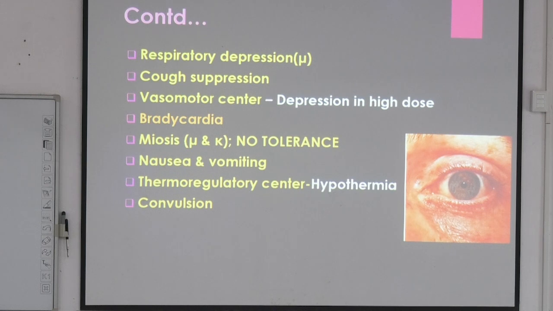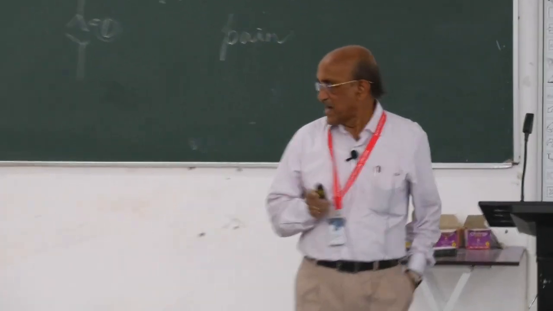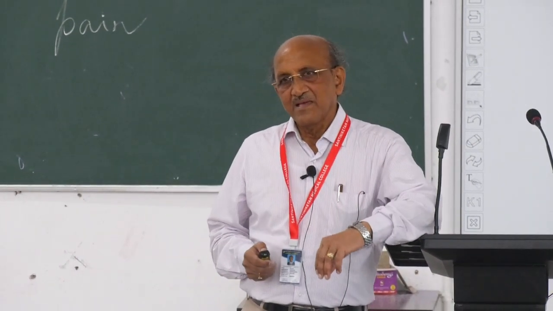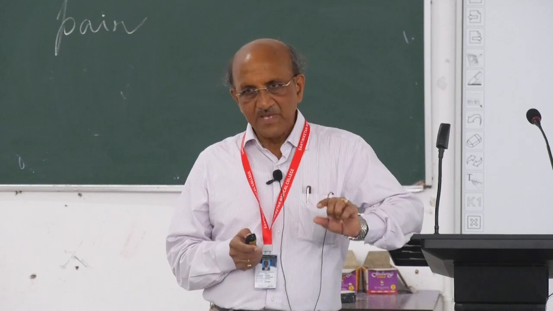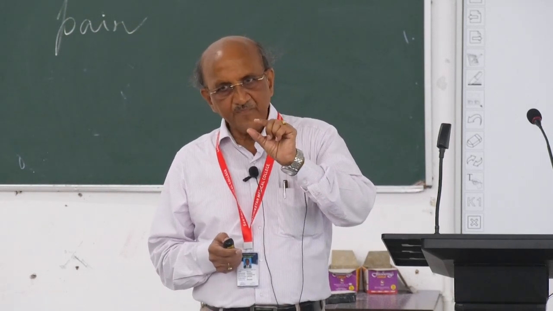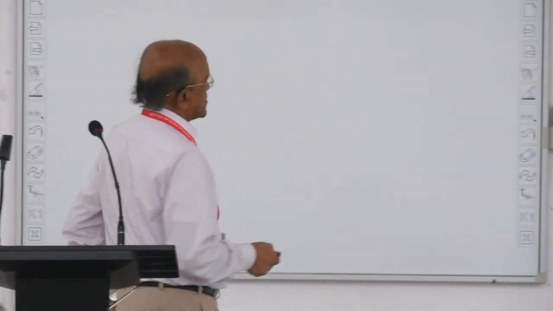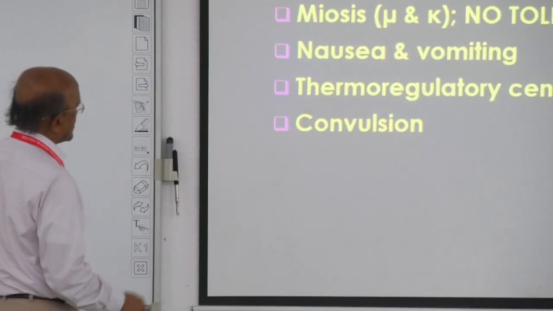But mind that repeated administration of morphine or opioid can lead to tolerance. But there will be no development of tolerance in meiosis. That means in a chronic opioid addict, if the person comes, you can identify with the help of the pinpoint pupils that the person is an opioid addict. So in meiosis, there will be no tolerance.